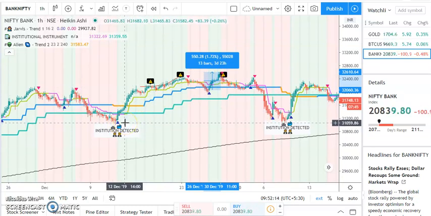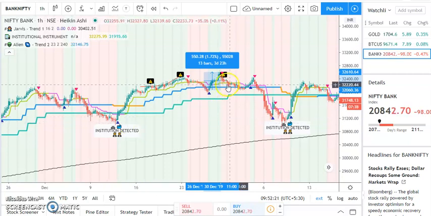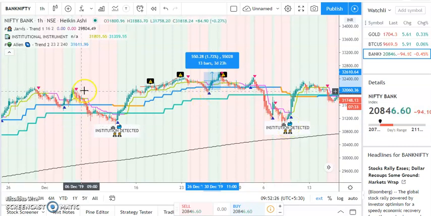Trading is not about hurrying. Trading is all about hunting. You should hunt like a tiger. Wait for the prey. Where is the prey? This is the prey. Blue triangles and red triangles are the prey. Once you get the prey, catch it.